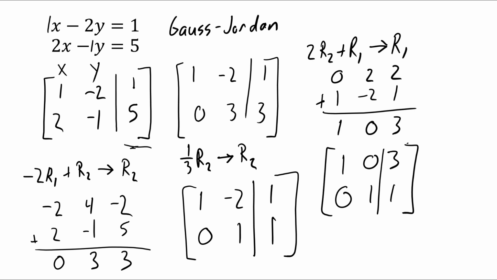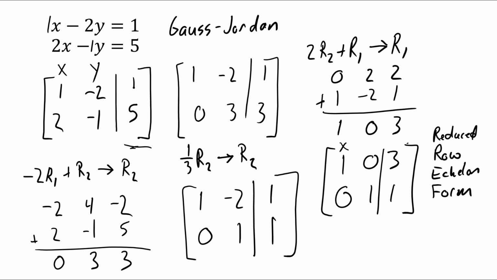All right, and now we are finished with the Gauss-Jordan process. This matrix is in what's called reduced row echelon form. And so it is a reduced form of the matrix, where it has been reduced or simplified as much as we can.